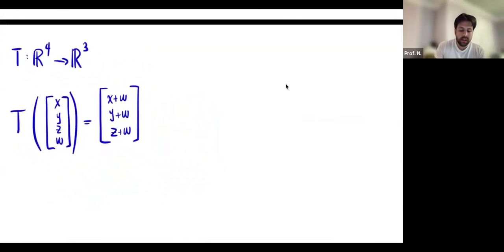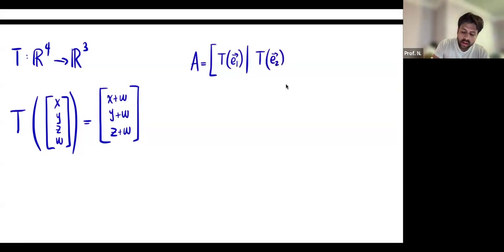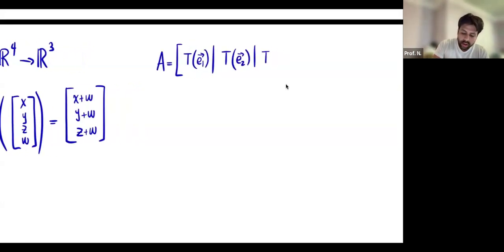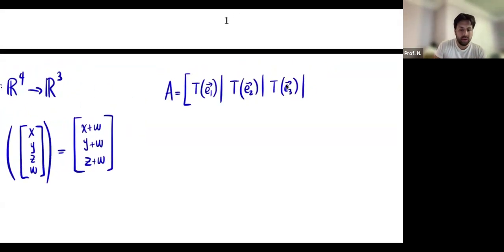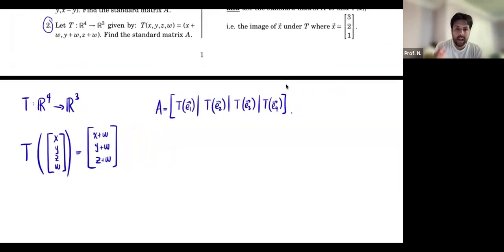But in order to avoid mistakes, you should know that A can be represented as T of E1. The first column of the matrix is the image of the first standard basis vector. Then the second column is the image of the second basis vector, and so on and so forth. And since we know we're in R4 for the domain, we have the 4 standard basis vectors.